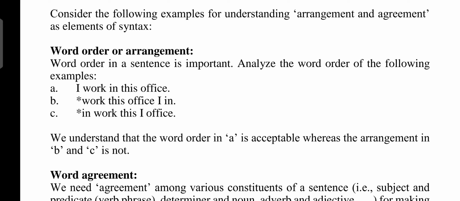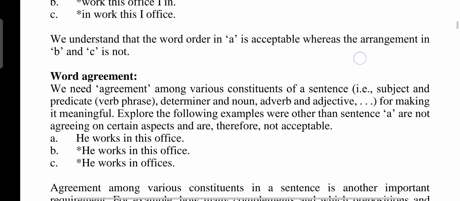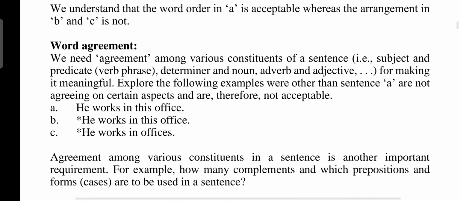For example, sentence A: I work in this office. Sentence B: work this office I in. And sentence C: in work this I office. So which will be the correct arrangement? Definitely sentence A. We understand that the word order in sentence A is acceptable, whereas the arrangement in B and C is not.